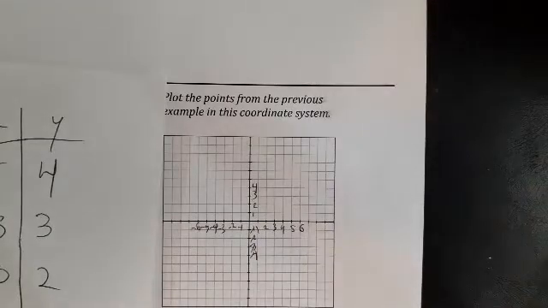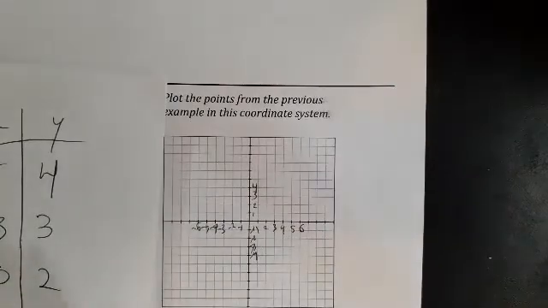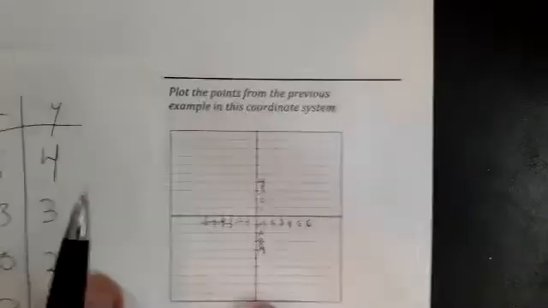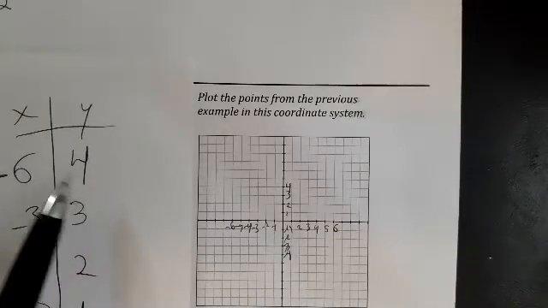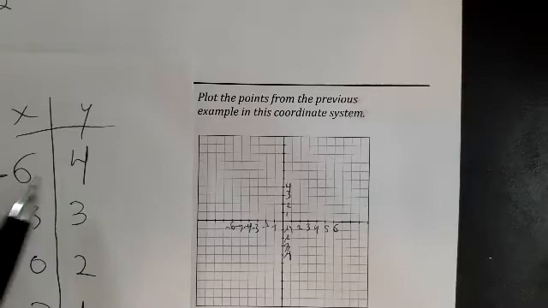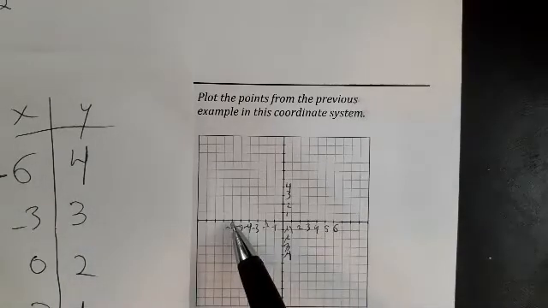One through, I can do it. So minus 6, 4 is the first thing. So my x is minus 6. So this tells me left or right. This tells me up or down. So I always do this guy first, and then I go to this guy. So I'm going to go left 6, and I'm going to go up 4.